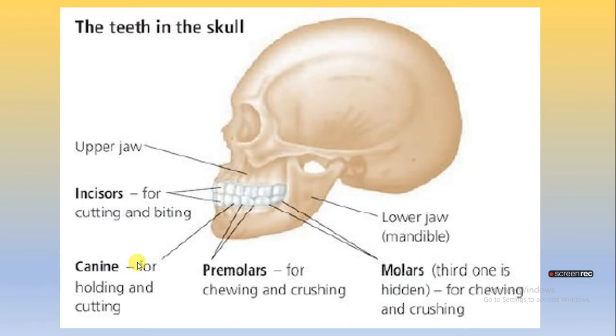Now, if you look at the tooth here, in front of your jaw you find the incisors, which are used for cutting and biting. Then immediately after the incisors, you have your canines for holding and tearing and cutting also. Then your premolars and molars, which are used for chewing and crushing of food.